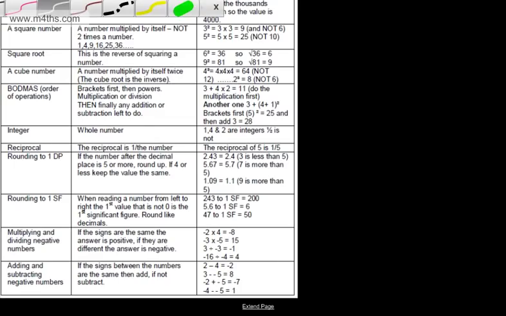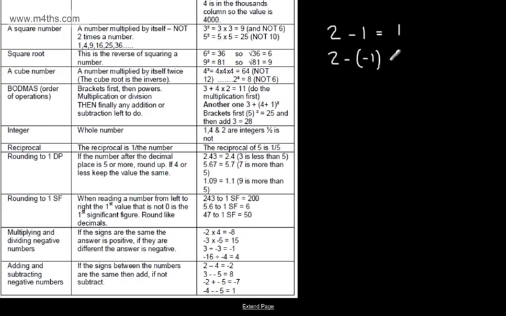Okay, now this causes some confusion. Let's just look at some examples. If we have 2 minus 1, we know quite clearly that this is going to be 1. If we have 2 minus minus 1, we're going to end up with 3. If we subtract a negative number, in essence, we're adding it. So 2 minus minus 1 becomes 3.